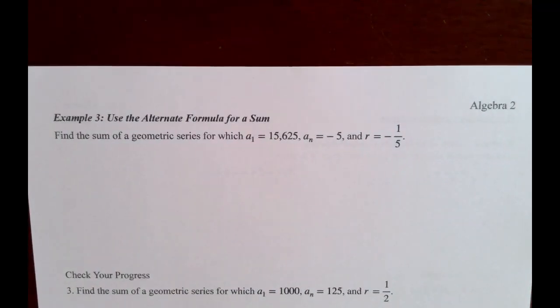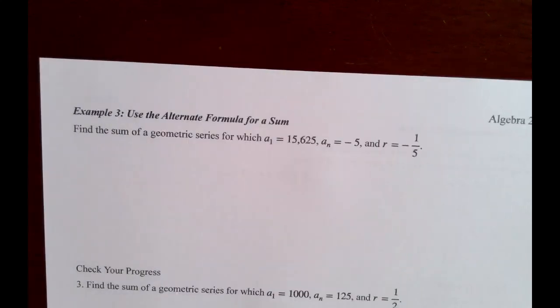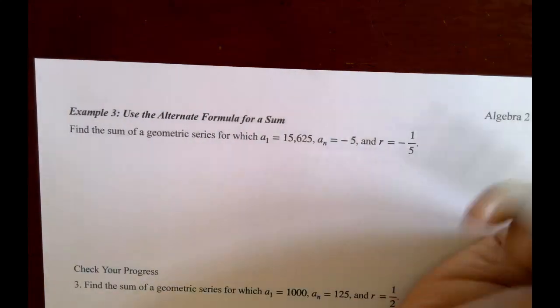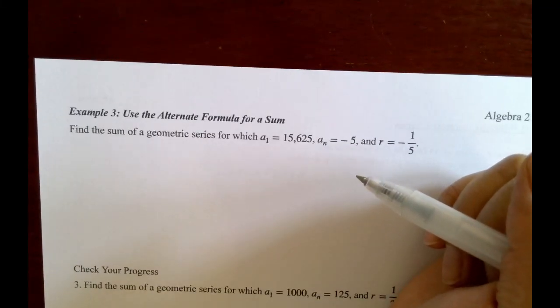So here we want to find the sum of a geometric series for which the first term is 15,625. One of the terms is negative 5. We don't know which one. And then the common ratio is negative 1/5. Okay. So first we need to figure out which term this is. Oh, actually we don't. So here we're going to use a different formula, where we don't have to know which term it is.